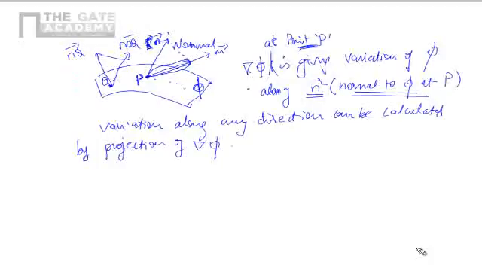Now let us solve problems. When we solve problems, it will be more clear. So let us solve problems now. The first thing we are going to solve is, let phi and psi be two scalar functions.